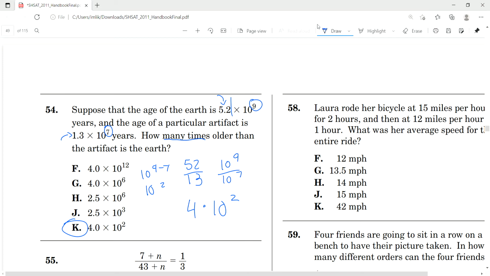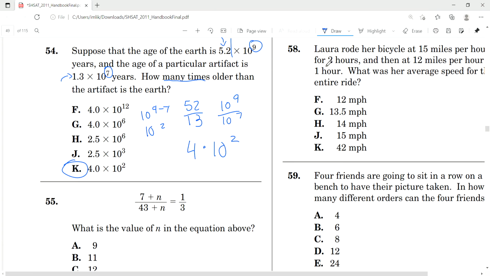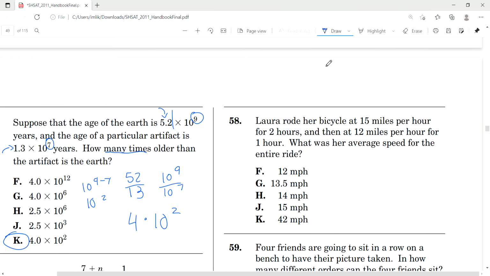So I think the trickiest part here is just the vocabulary, but always know your exponent laws when doing these problems. Moving on to 58. Laura rode her bicycle at 15 miles per hour for 2 hours, then 12 miles per hour for 1 hour. What was the average speed of the entire ride?